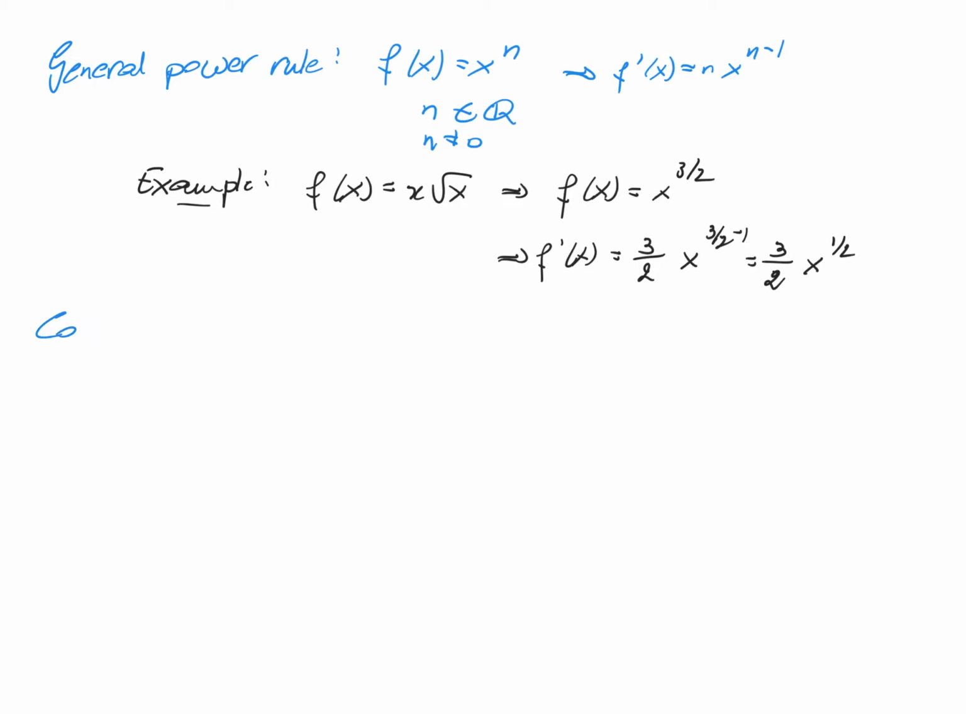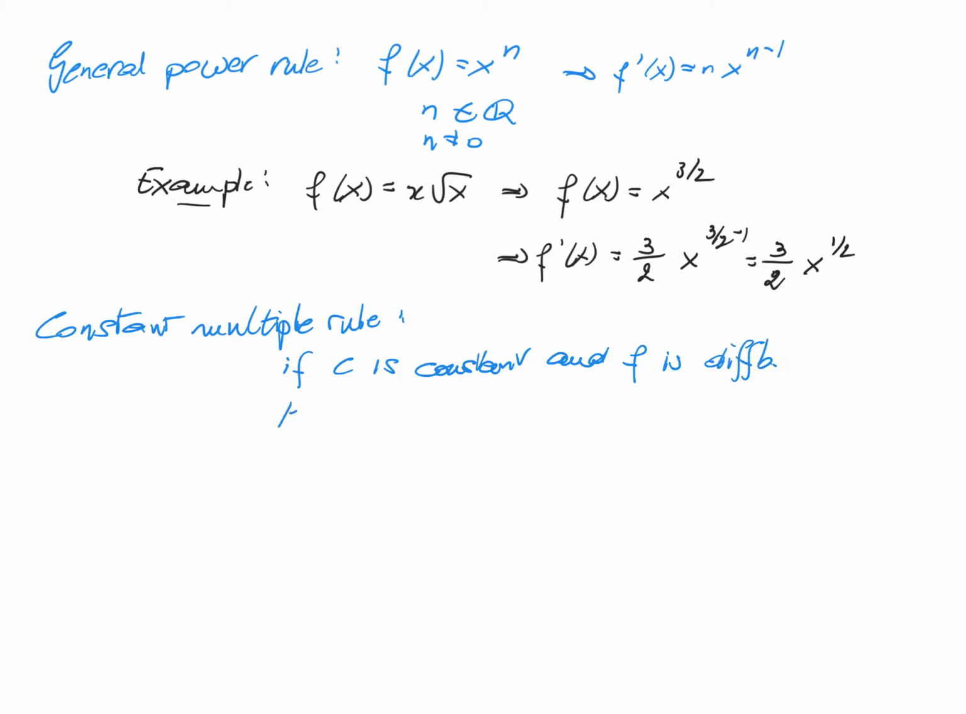Next up is the constant multiple rule. So we have c a constant. We defined that as before f is differentiable. So let's write it down. If c is a constant and f is differentiable, then the derivative of c times f of x is just c times the derivative of f of x.